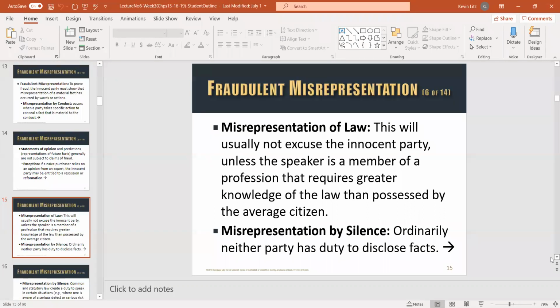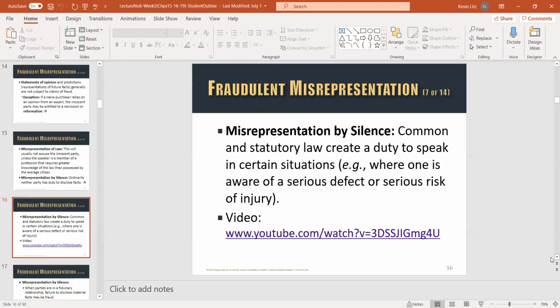Now, misrepresentation of law is not usually an excuse, because unless I'm a lawyer or a judge, you have as much duty to know the law as I do, or both of us could be considered equally ignorant of it. Now, a lot of times misrepresentation by silence doesn't occur, like I just didn't say anything, but there are exceptions to that.